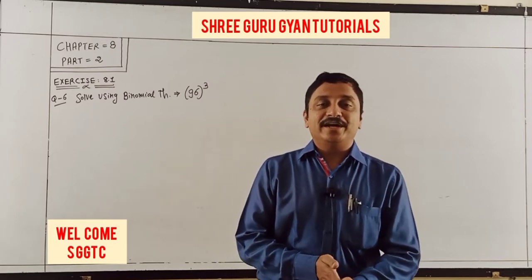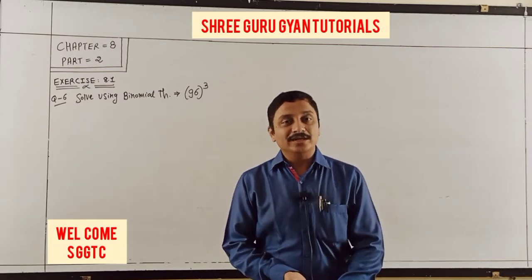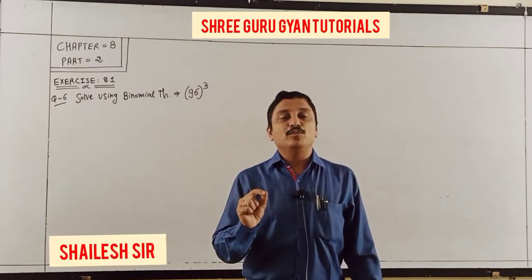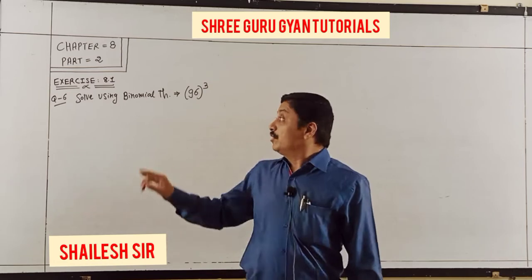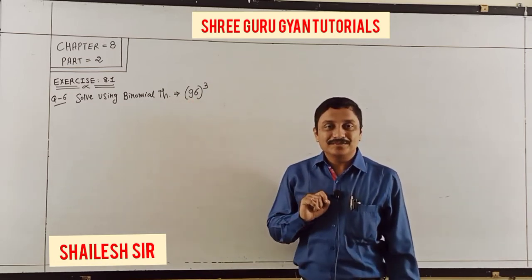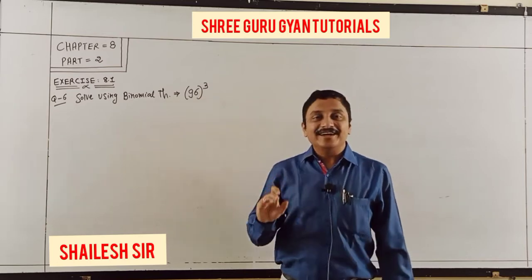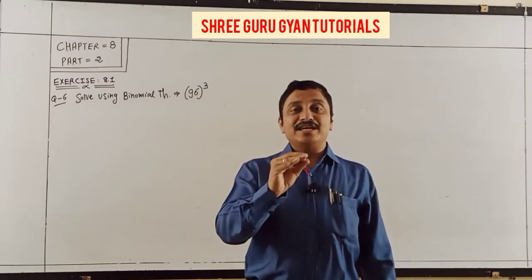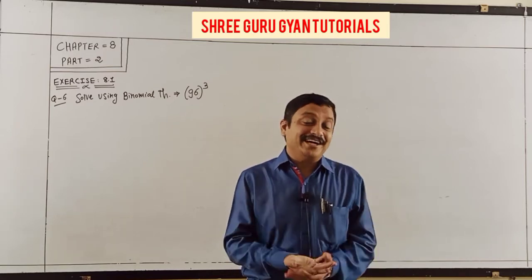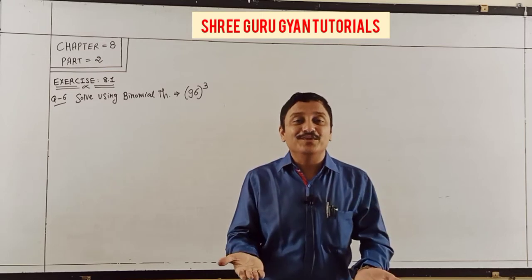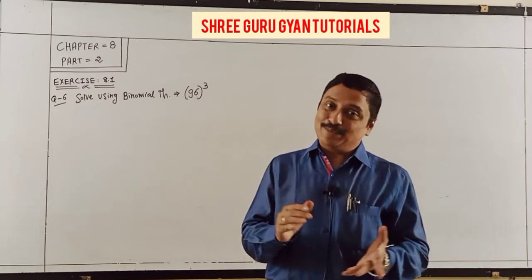Students, today we are going ahead to exercise 8.1, question number 61. Using binomial theorem, obtain the value of 96 cubed. Yes students, correct thinking, 96 into 96. If you utilize your calculator, definitely you get the answer. But here we evaluate the value using binomial theorem.